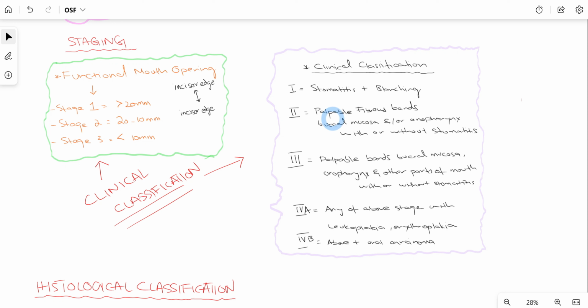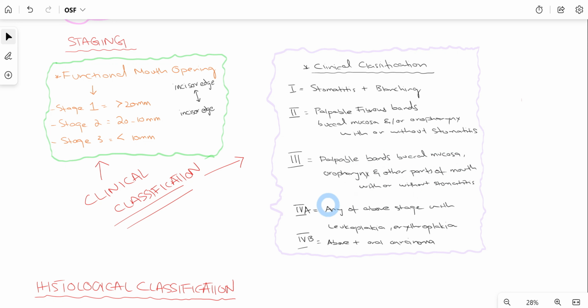In stage 2, we have palpable fibrous bands. For example, when a dentist examines the patient's mouth and tries to stretch the oral cavity or the buccal mucosa, we can actually feel some hard bands around the buccal mucosa, and these fibrous bands can also extend to the oropharynx with or without stomatitis. Now, if you talk about stage 3, there will be palpable bands. The bands have now increased in their localities. They will be in the buccal mucosa, oropharynx, and along with that, other parts of the mouth as well, with or without stomatitis.